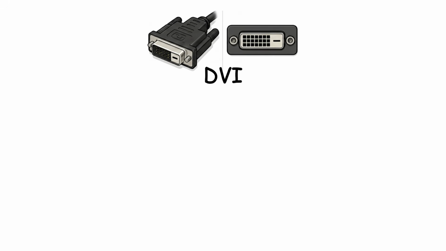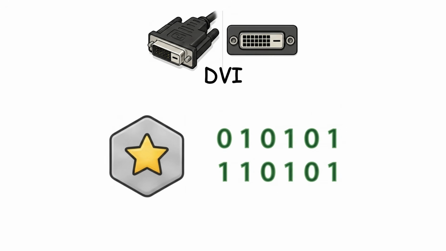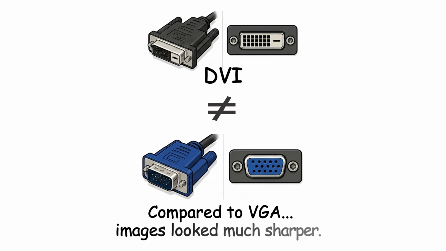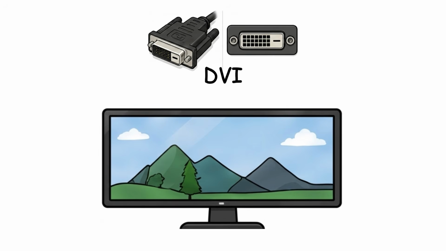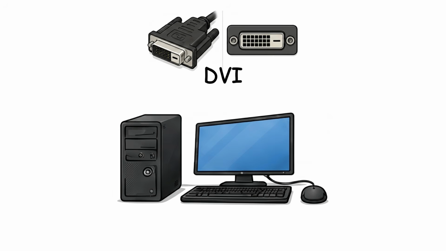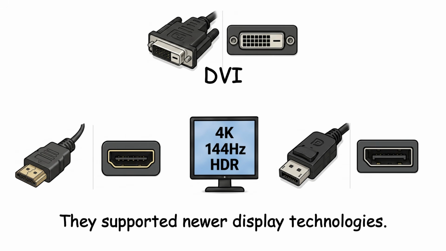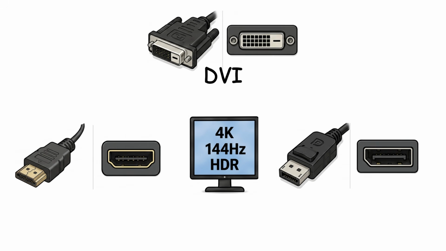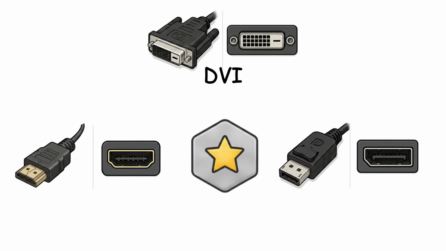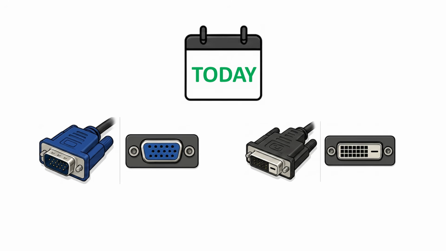DVI came next. Its goal was to improve display quality by using digital signals instead of analog ones. Compared to VGA, images looked much sharper, especially on LCD monitors. For years, DVI became a common sight on desktop computers. But eventually, HDMI and DisplayPort became more practical. They supported newer display technologies, used fewer cables, and offered more features. So today, both VGA and DVI are becoming increasingly rare.